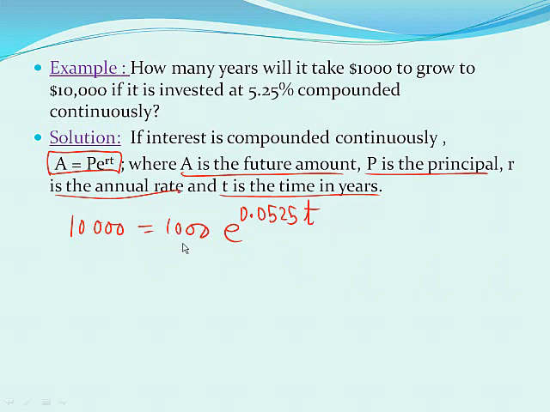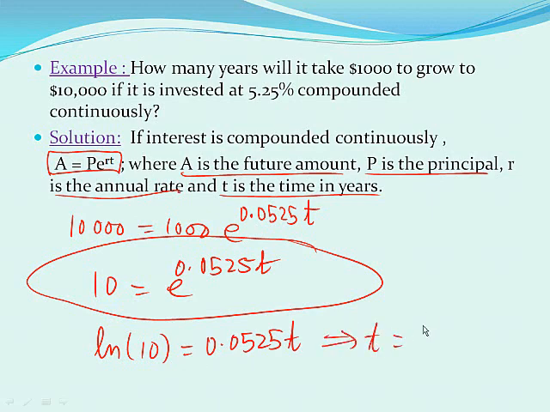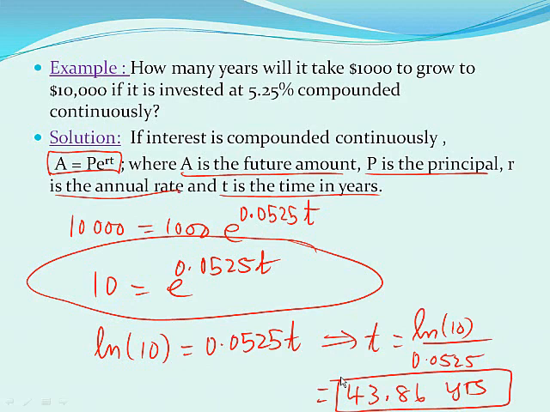So if you divide both sides by 1,000, I will get 10 equals exponential 0.0525 multiplied with the t. This equation is what I need to use to solve for t. So if I take the natural log, I will get natural log of 10 equal to 0.0525 times t. So that gives the t value as natural log of 10 divided with 0.0525, computed as 43.86 years.